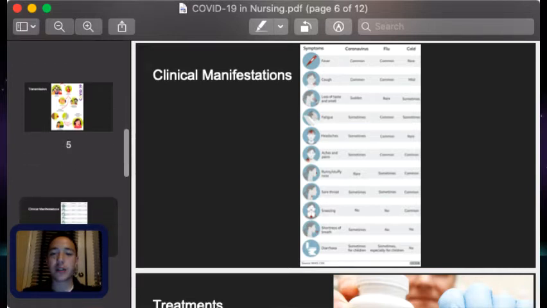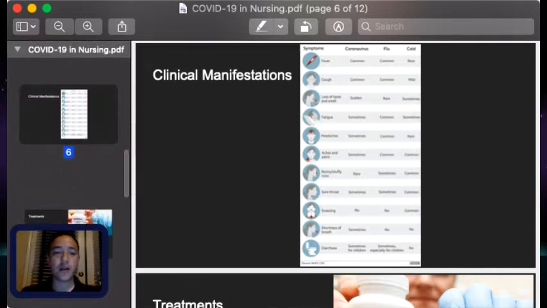Some complications that could also occur if this worsens include pneumonia, trouble breathing, organ failure, heart problems, acute respiratory distress syndrome, blood clots, kidney injury, and additional viral or bacterial infections.